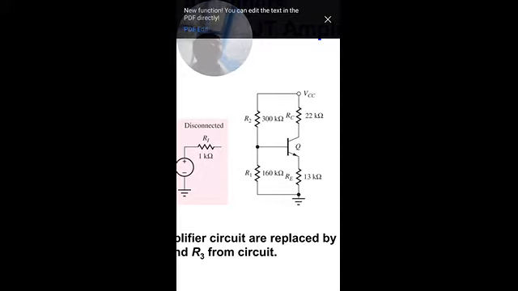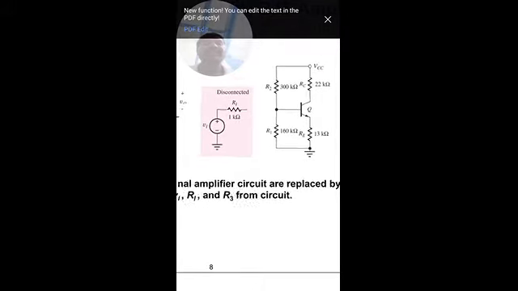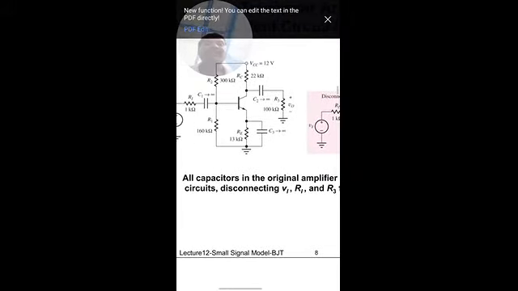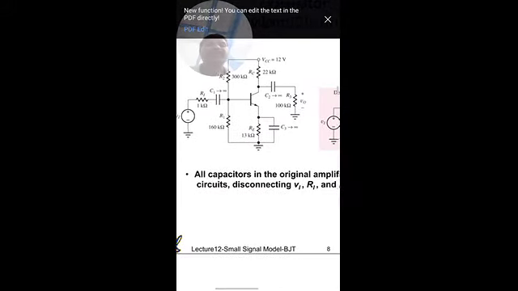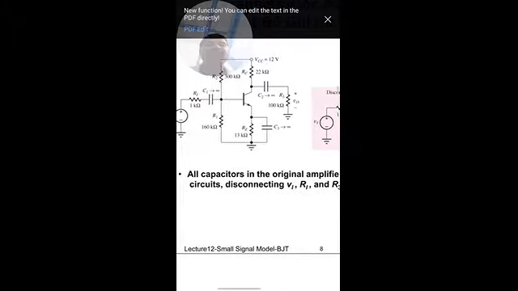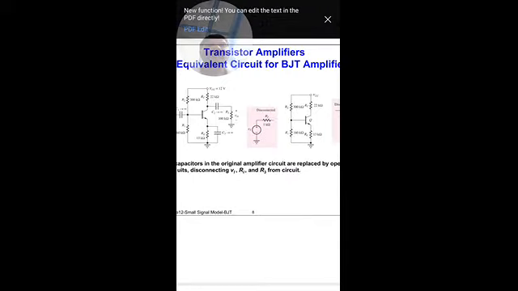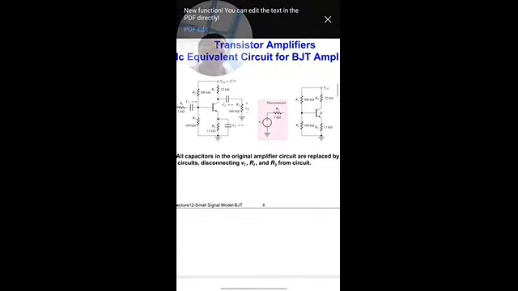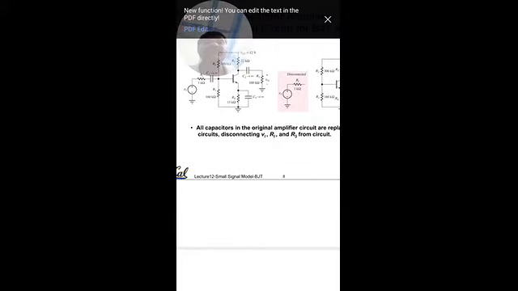This is simply a voltage divider or self bias circuit which fixes the operating point in the desired region, in the active region. All the capacitors in the original amplifier circuit are replaced by open circuit, and the input voltage to be amplified is disconnected. Also the capacitor C3 is removed. C3, C1, C2 all are open circuited.